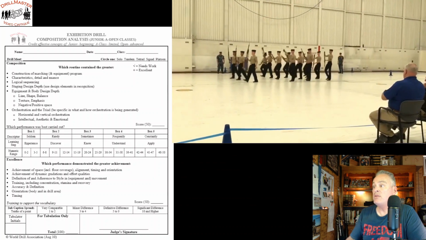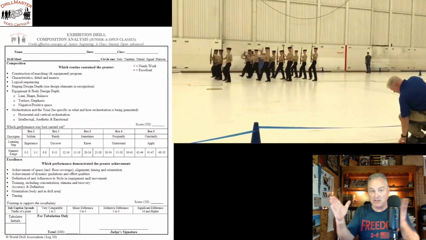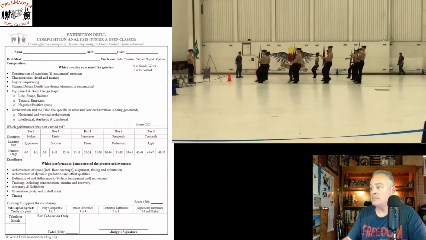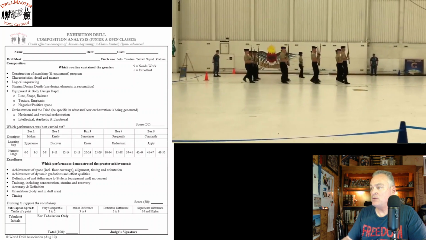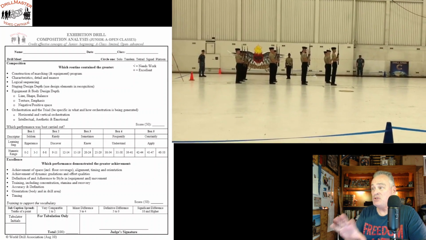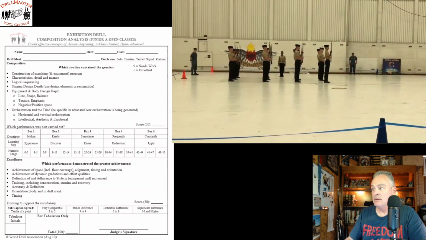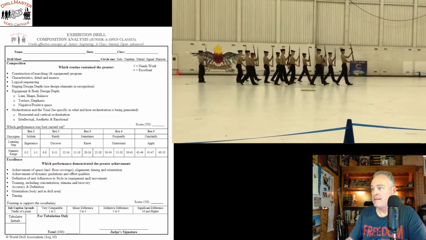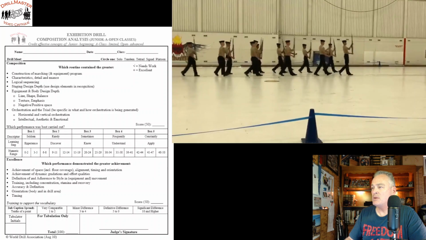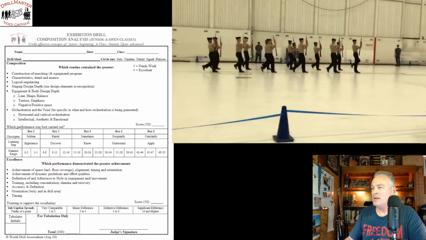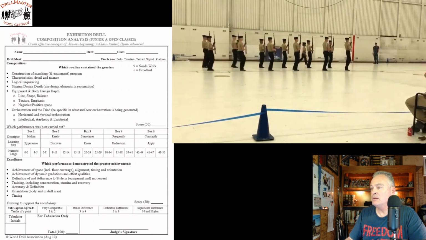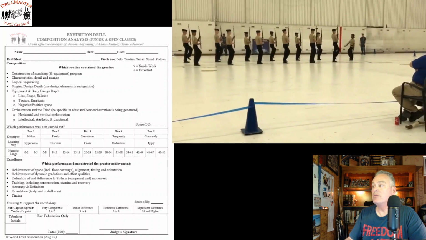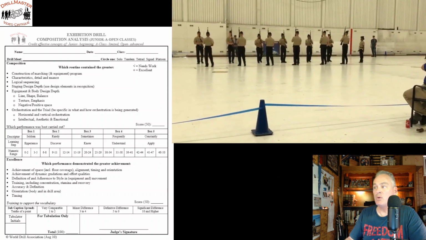So working with some negative space in there, that separation of the ranks, and then back to positive space. But it was just a very small sample. And here we've got some negative space work as well, a different way to move into a cordon.